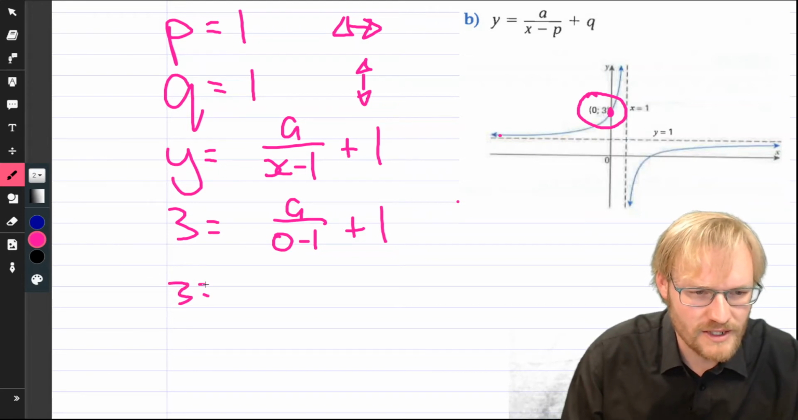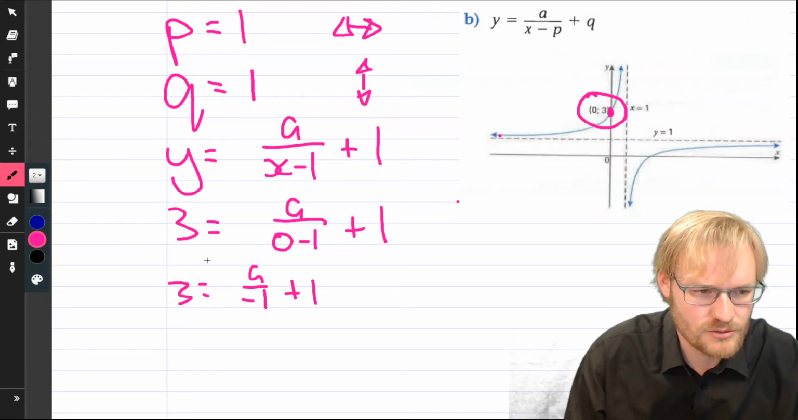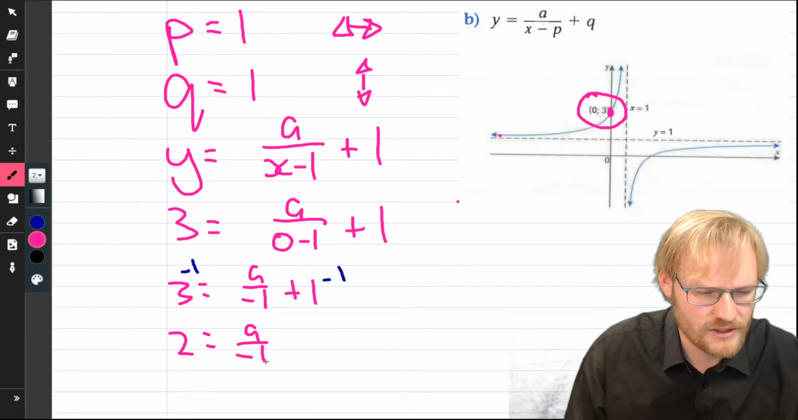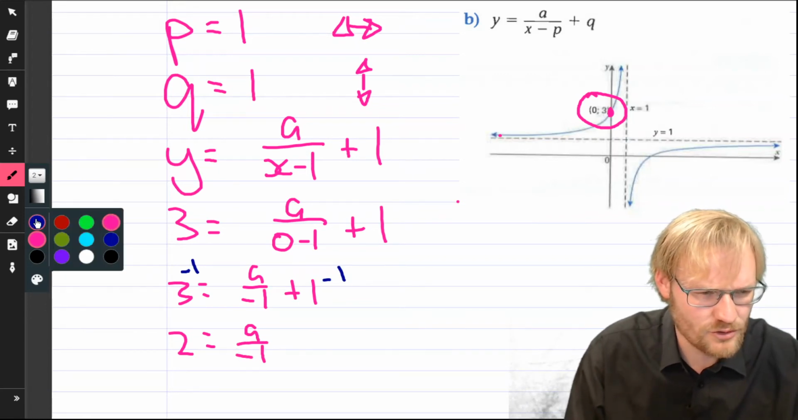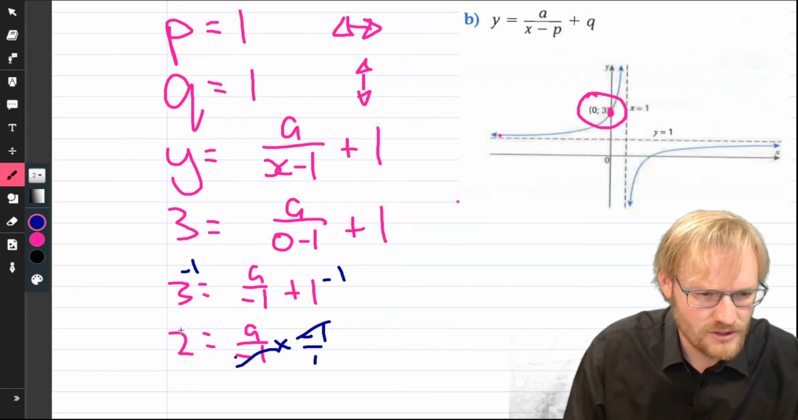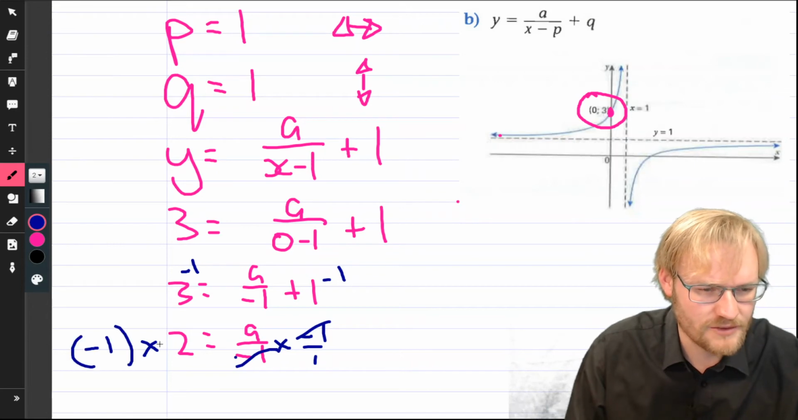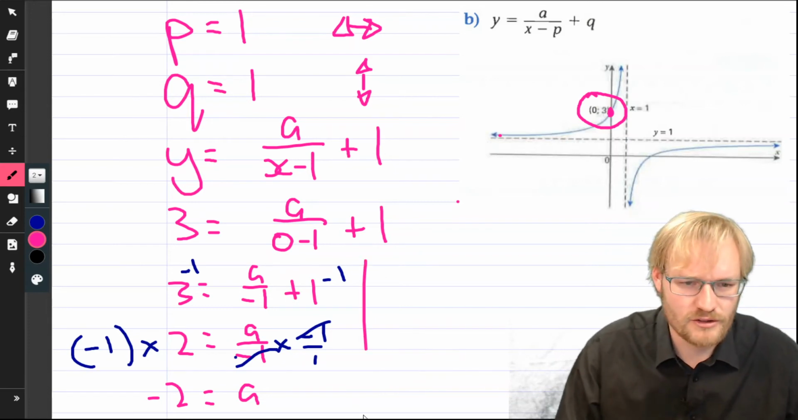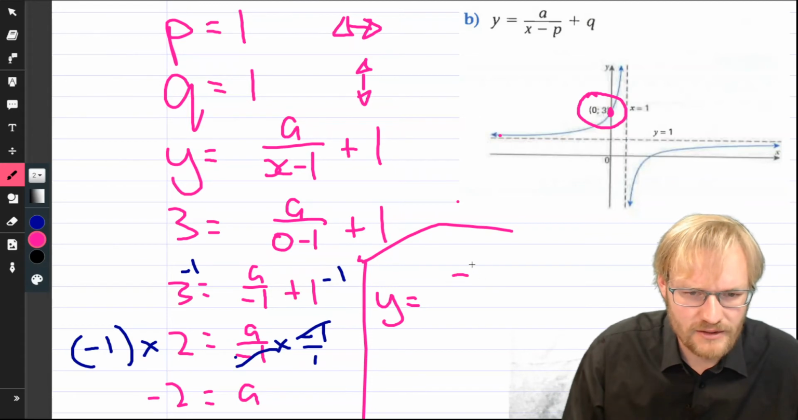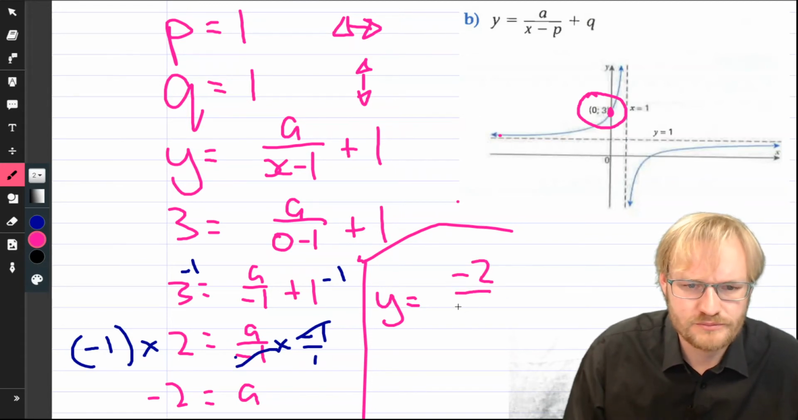So we've got 3 equals a over negative 1, plus 1. Let's subtract 1 from each side. So we've got 2 equals a over negative 1. In other words, negative a is 2. Or we could say, well, let's multiply this by negative 1 so that these cancel. What we do on one side, we do on the other. And we have that negative 2 equals a. Let's finish that all off and say, well, cool. That means that our final equation is y equals negative 2 over x minus 1, plus 1.